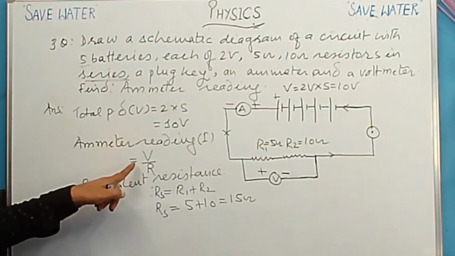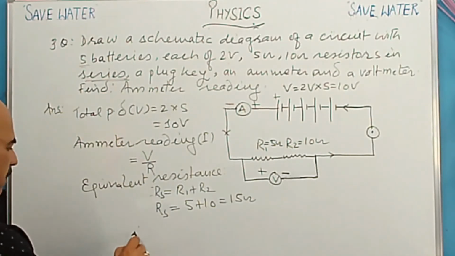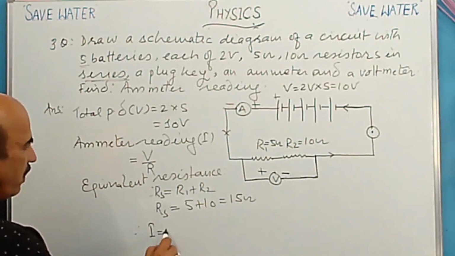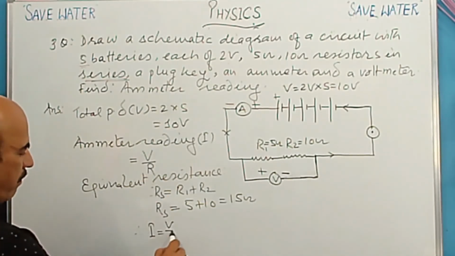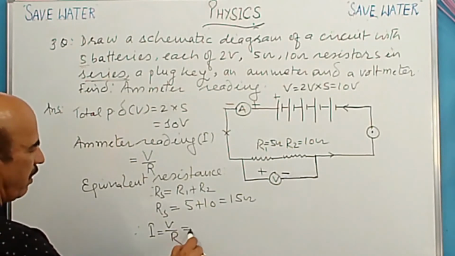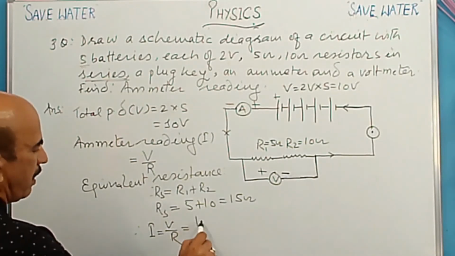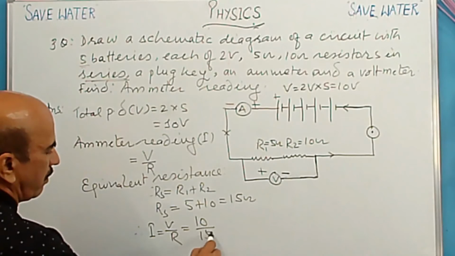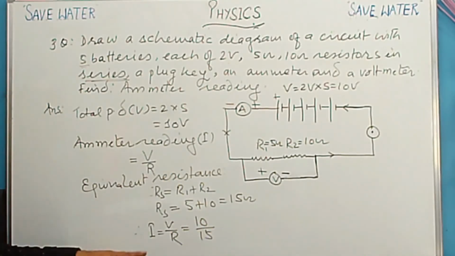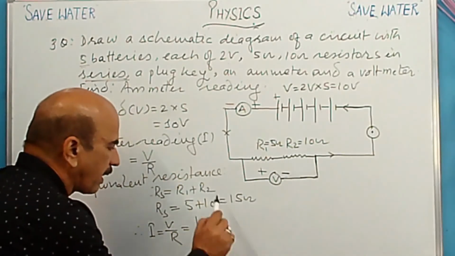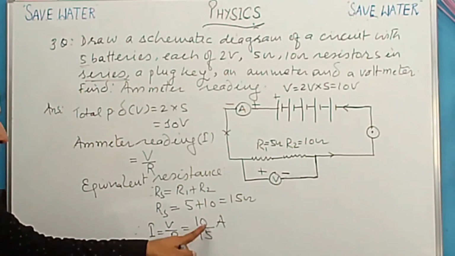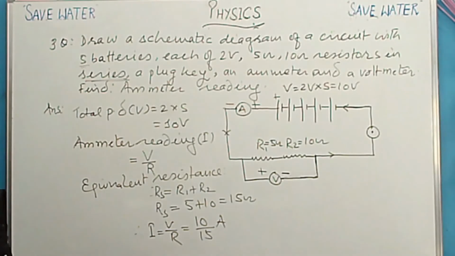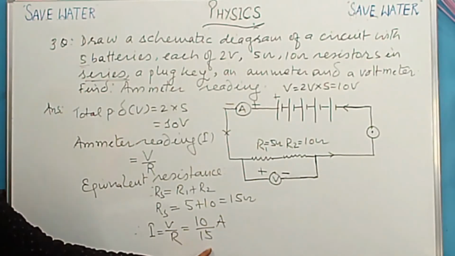Now we have to find out I. तो ये फार्मूला आ गया. Therefore, I is equal to V upon R. Ammeter reading, V is 10 upon 15. तो 10 upon 15 हमारा कितना आ गया? इसमें करंट आ गया. तो 10 upon 15 is the amount of current passing through the circuit. So current is 10 upon 15.